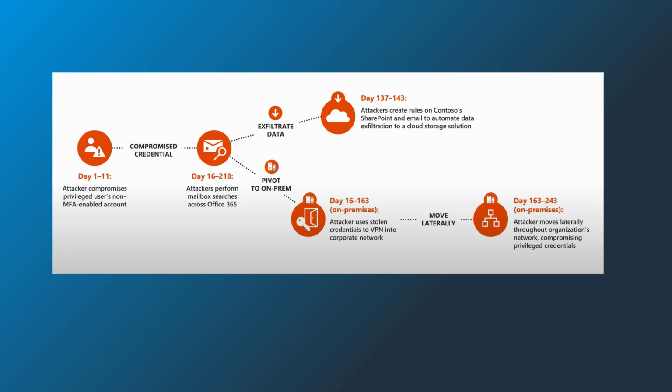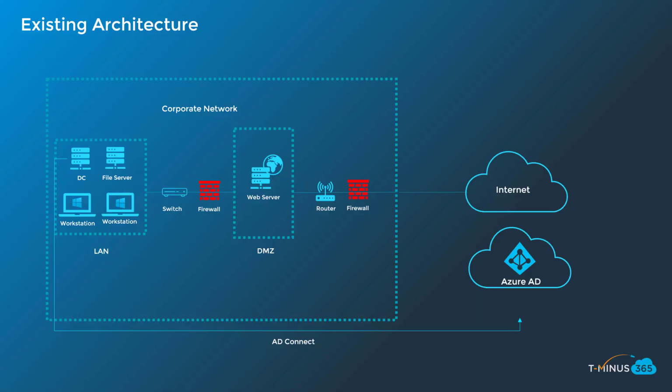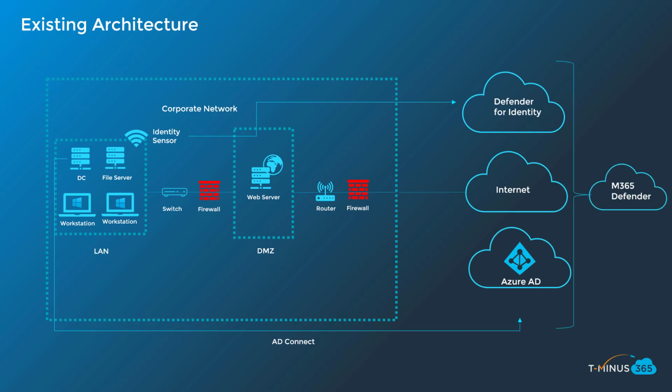I think it's important to show where Defender for Identity fits within the Microsoft 365 Defender offerings. You can see here that you get protection from things like persistence, privilege escalation, reconnaissance, and lateral movement as part of this attack chain. With Microsoft 365 Defender for Identity, you can install sensors in your on-premise resources like your domain controller that can send signals back up into the Microsoft 365 Defender portal for suspicious or malicious events.